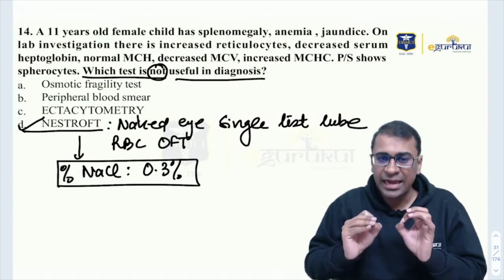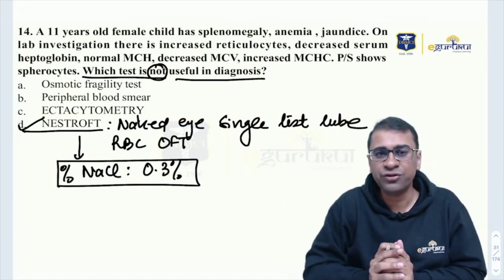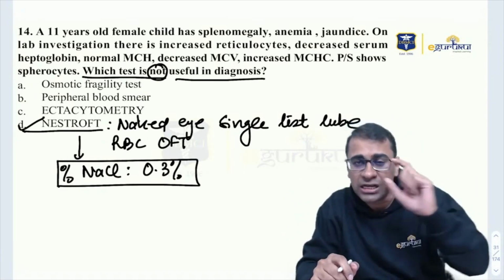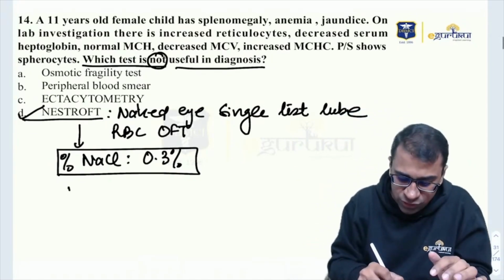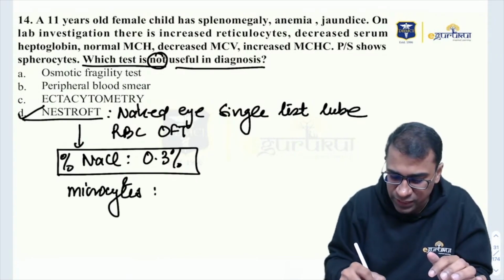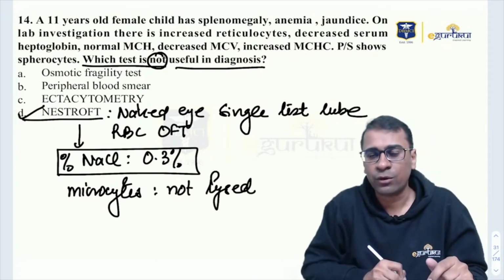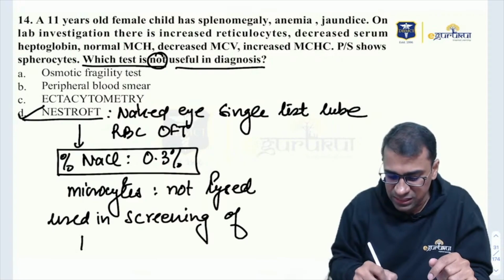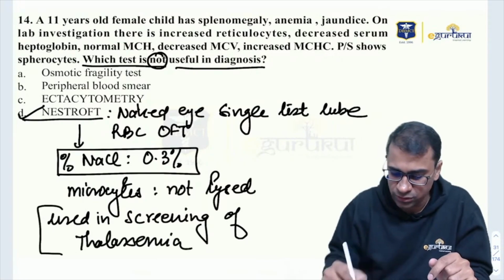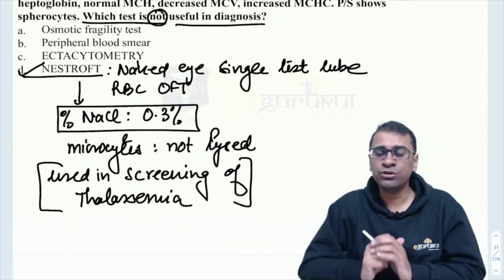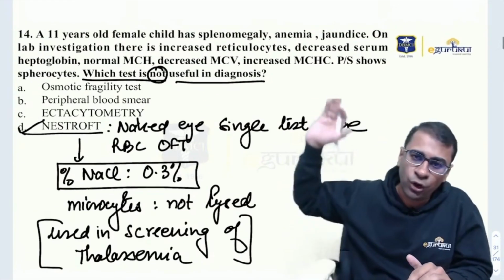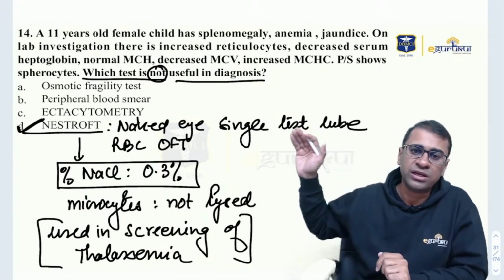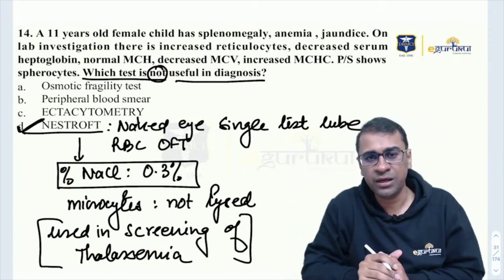In this test tube with only 0.3% NaCl, the normal RBC is lysed, a spherocyte is lysed, but a microcyte is not lysed. Please remember, at this concentration microcytes are not lysed, and therefore it is used in screening of thalassemia. This is a very, very important question. NESTROFT is used in screening of thalassemia, not in a case of spherocytosis. So the right answer is NESTROFT. It is used in case of microcytosis and in screening of thalassemia, not in the other cases.